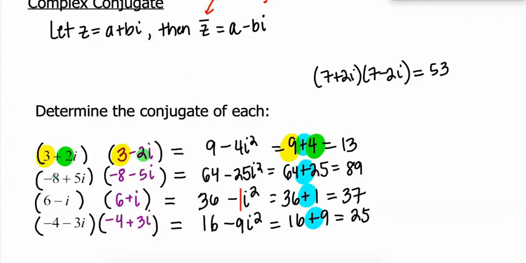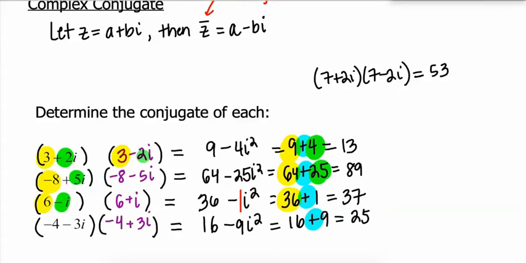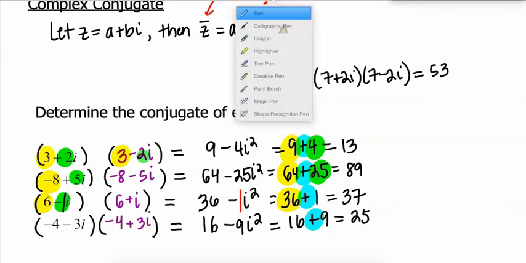Let's try that again. Negative 8 squared is 64. 5 times 5 is 25. Notice how we were always adding the two numbers together. 6 squared is 36. That's a 1. Let me put a 1 there for you. 1 squared is 1.